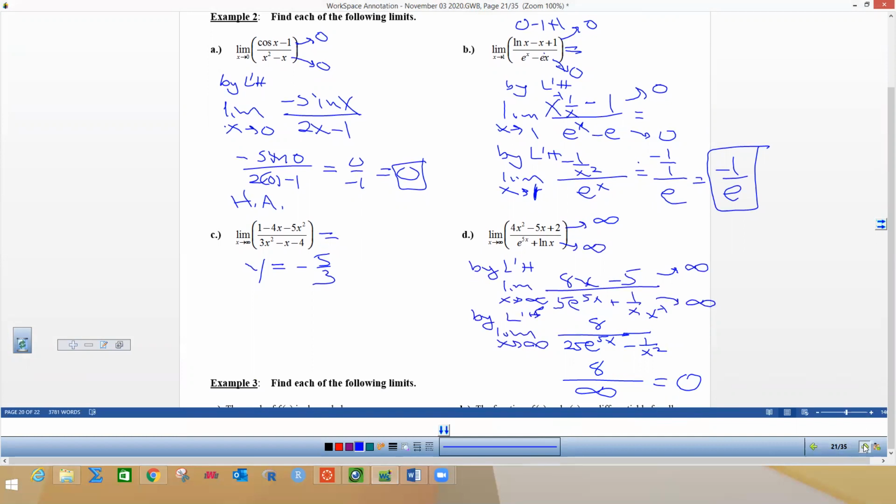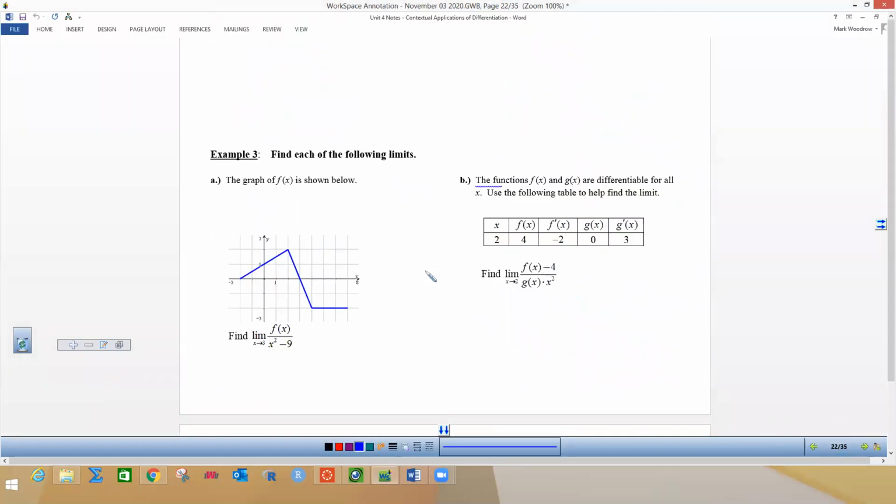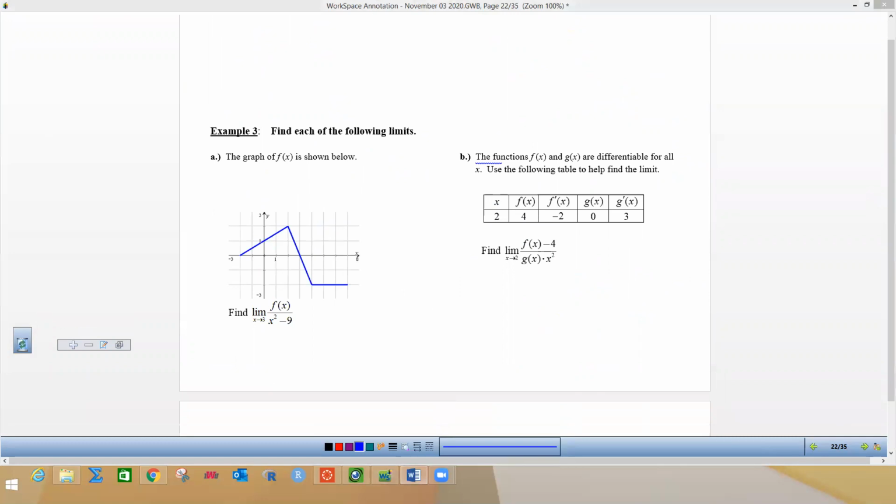So this stuff's a little tricky, but you got to just keep going until you find it. And I think this is the last problem, maybe. I think. No, we got more.